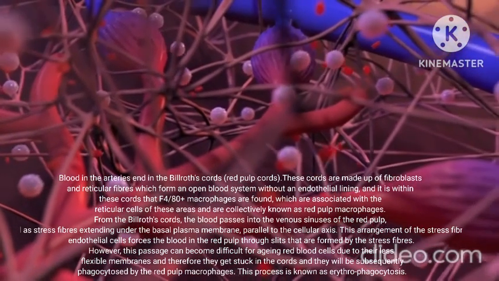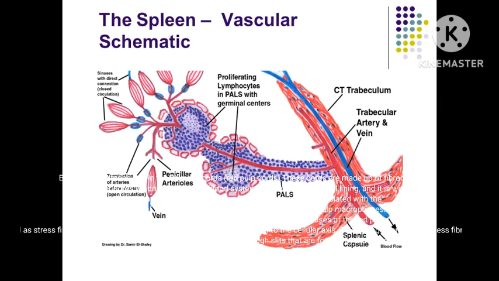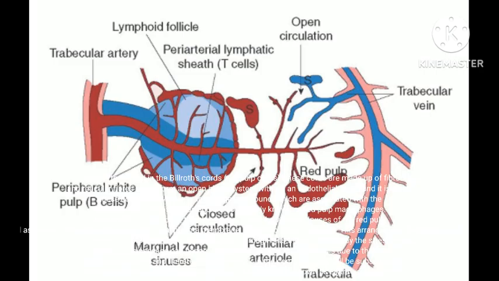These cords are made up of fibroblasts and reticular fibers, which form an open blood system without an endothelial lining, and it is within these cords that F4/80 plus macrophages are found, which are associated with the reticular cells of these areas and are collectively known as red pulp macrophages. From the Billroth's cords, the blood passes into the venous sinuses of the red pulp, which are lined with discontinuous endothelium as well as stress fibers extending under the basal plasma membrane, parallel to the cellular axis. This arrangement of the stress fibers, combined with the parallel arrangement of the sinus endothelial cells, forces the blood in the red pulp through slits that are formed by the stress fibers.